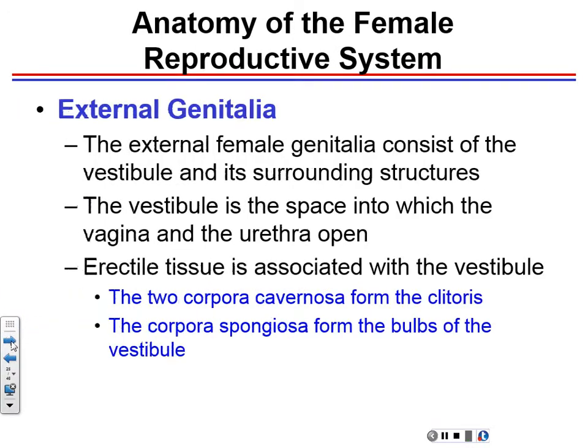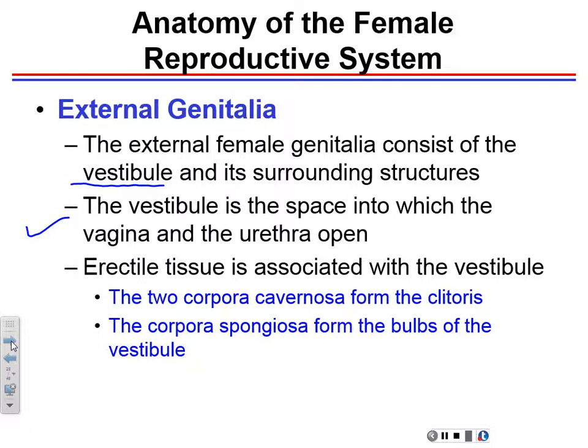Okay, so external genitalia. So far we've talked about internal genitalia, right? The uterus, the vagina, the fallopian tubes, the ovaries, they're all internal. So now we're talking about the external genitalia. Like I said, the vestibule is where all these organs open up. I mean, the vaginal orifice and also the urethral orifice open right there in the vestibule. It's a space through which the vagina and the urethra open.